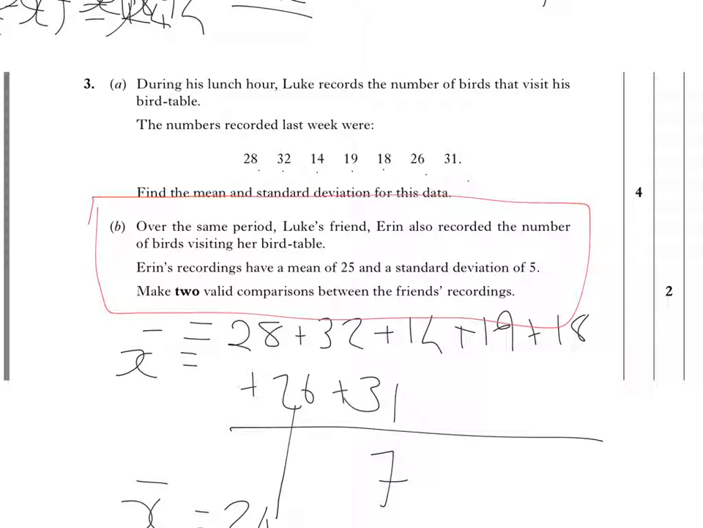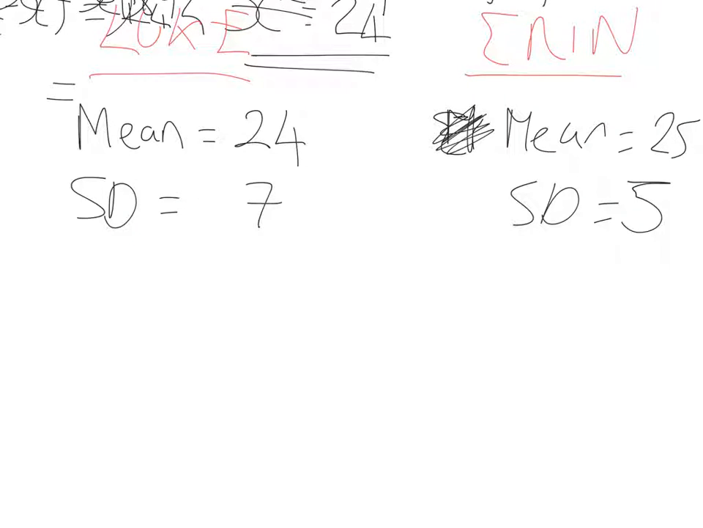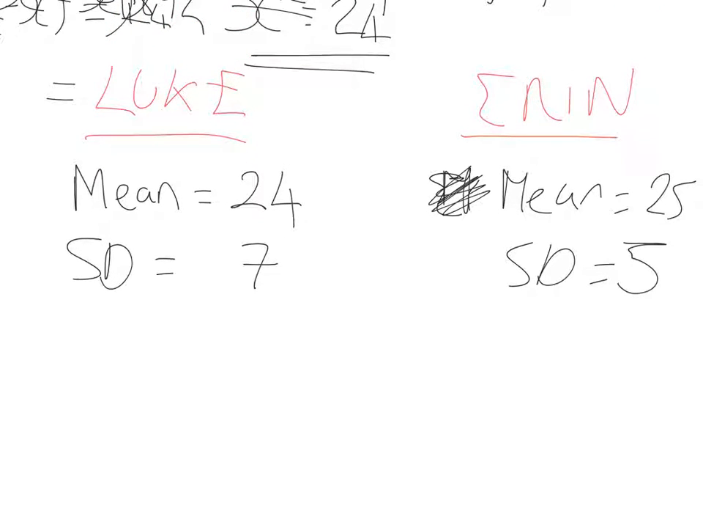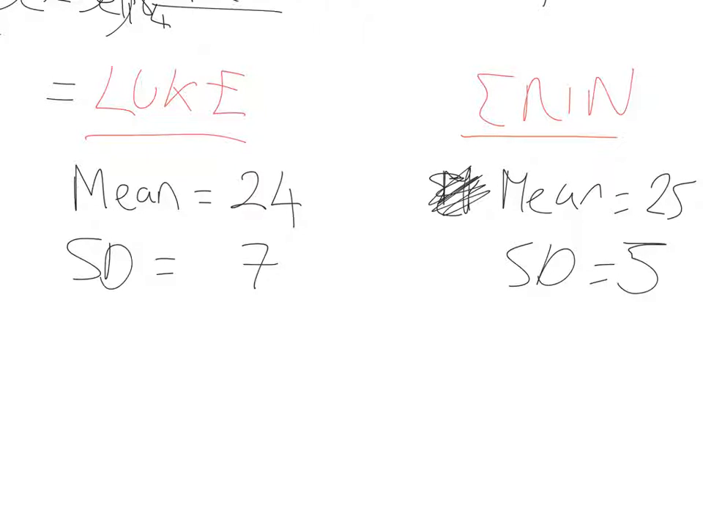Part B says, over the same period, Luke's friend Erin also recorded the number of birds visiting her bird table. Erin's recordings have a mean of 25 and a standard deviation of 5. Make 2 valid comparisons between the friends' recordings. Okay, so Luke's standard deviation is 7 and his mean is 24. For Erin, the standard deviation is 5 and the mean is equal to 25. So remember, what we're thinking about here is birds visiting a bird table.